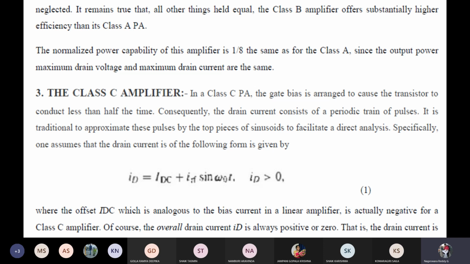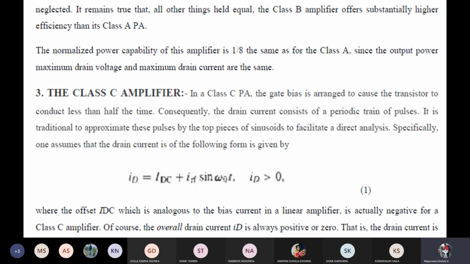So mainly, what you have to remember is, the conduction angle of class C amplifier is what? Less than 180 degrees. The efficiency of class C power amplifier is more than 80%. So the linearity, these are the disadvantages. Linearity of the class C amplifier is poor. The distortion is more.